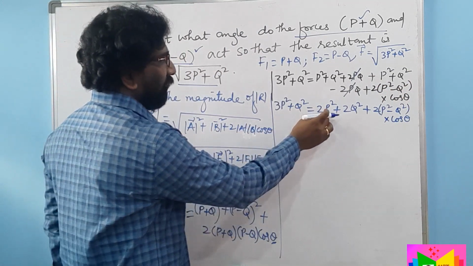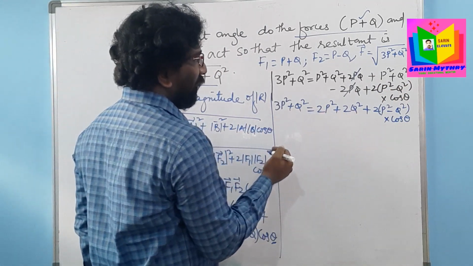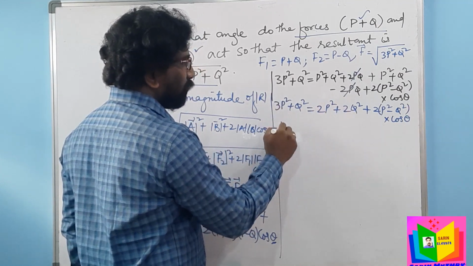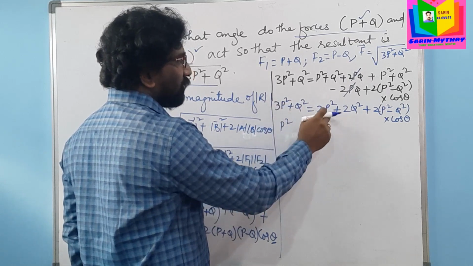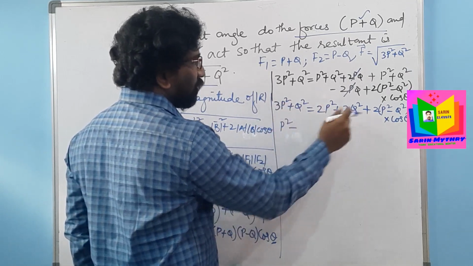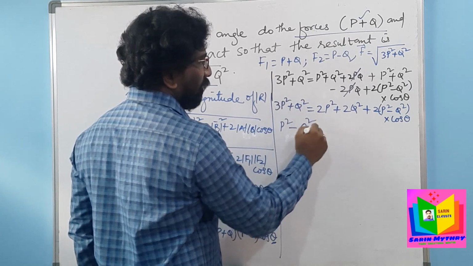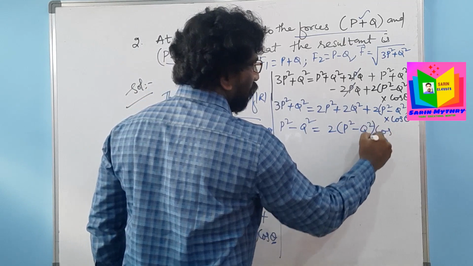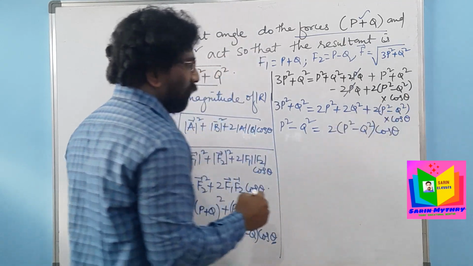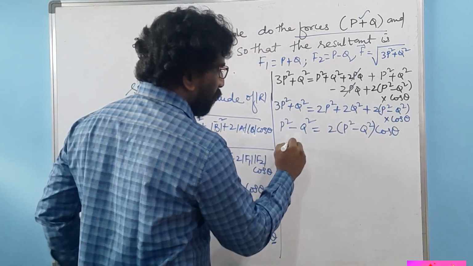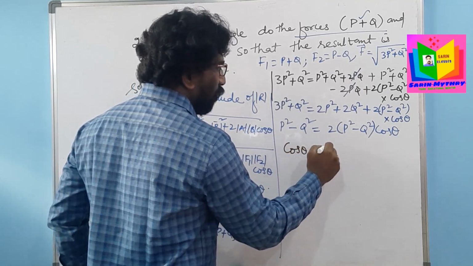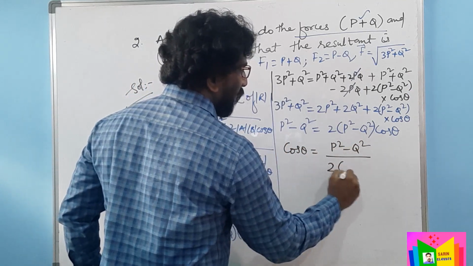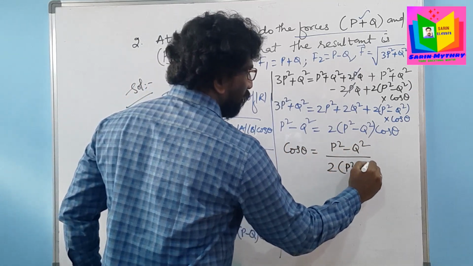Let us check now. If I send these terms here, will I get any simplification? If I send this 2P square, 3P square minus 2P square is P square, and minus Q square, I get P square minus Q square equals 2 times P square minus Q square into cos of theta. I need the cos theta now. If I want cos theta, then cos theta is equal to P square minus Q square over 2 times P square minus Q square.